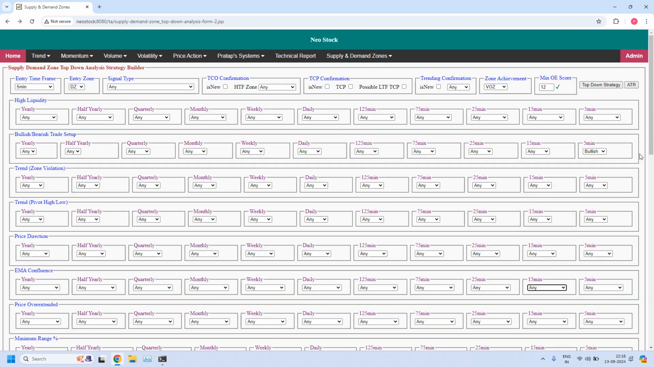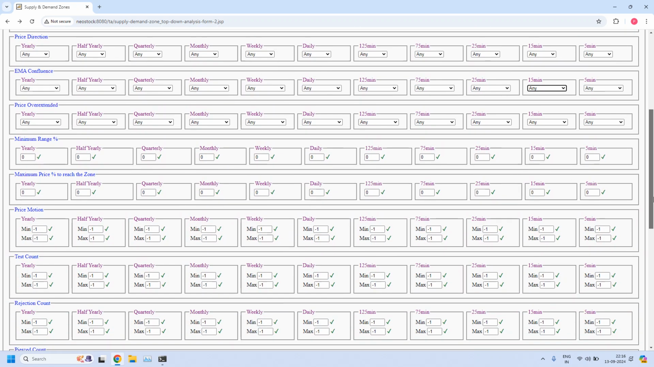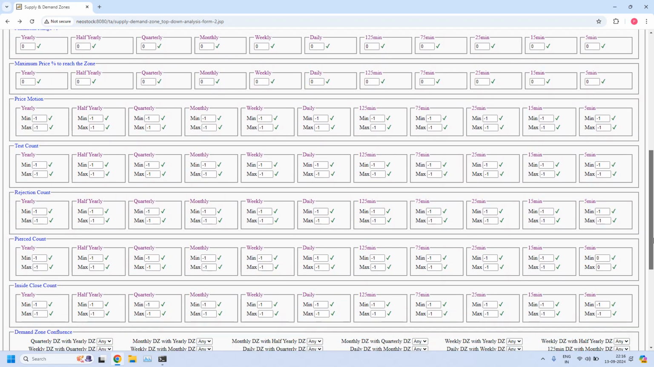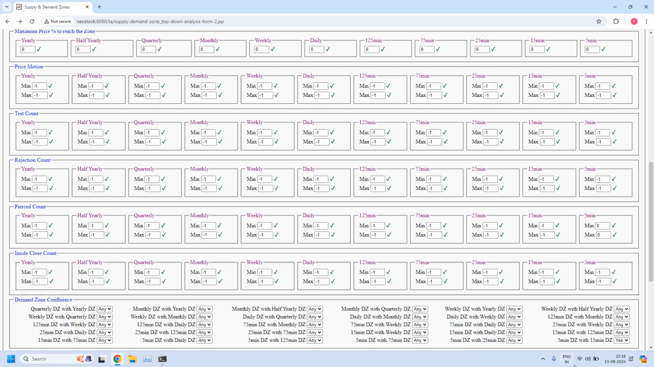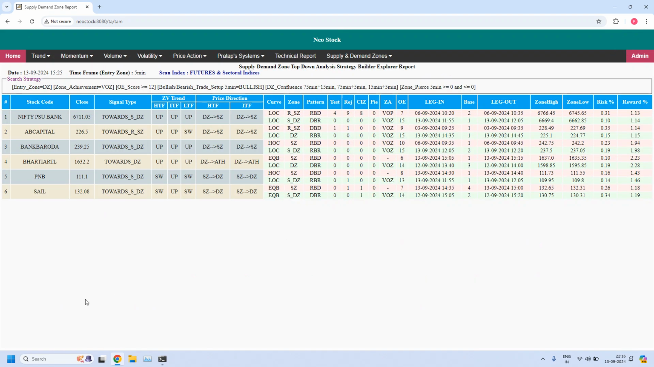Because earlier 11 stocks are filtered, that is LTF, ITF confluence. Out of the 11, how many are having HTF confluence as well? LTF, ITF and HTF demand zone confluence. Already 5 minutes and 15 minutes demand zone confluence is enabled. Next, 5 minutes and 75 minutes demand zone confluence I'm enabling. Next, 15 minutes demand zone with 75 minutes demand zone confluence also enabled. Now let's verify. 6 stocks are filtered.